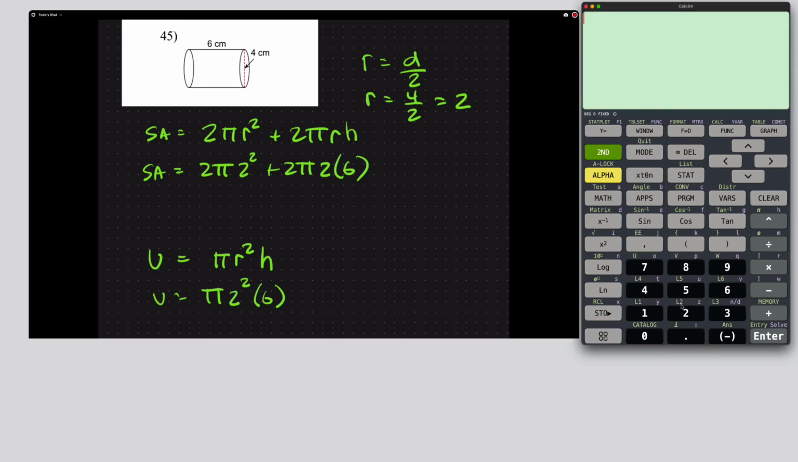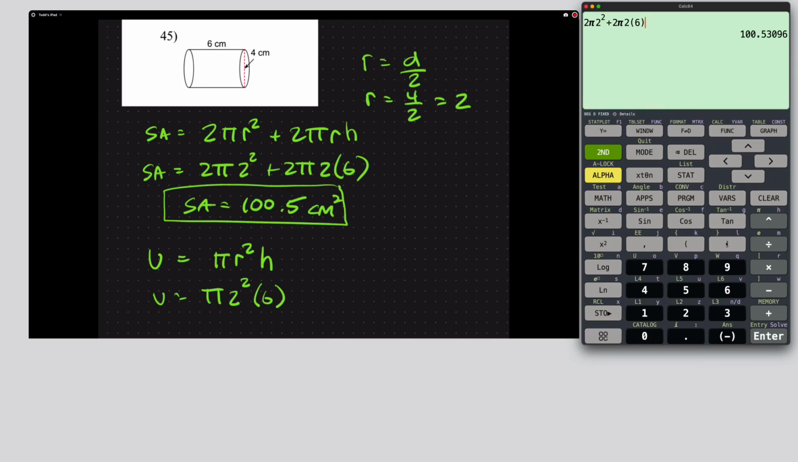So I'll clear that. It's 2 pi 2 squared plus 2 pi and 2, and now I'll have to put the 6 in brackets or put times, and we get surface area equals 100, and they said round it to 1 decimal place, so that's 0.5, and the units are centimeters, and because it's surface area, it is squared.